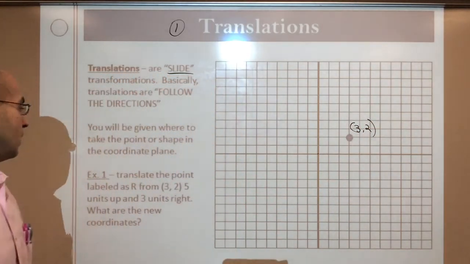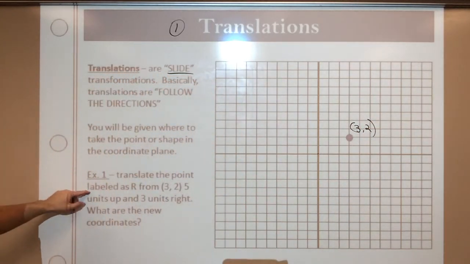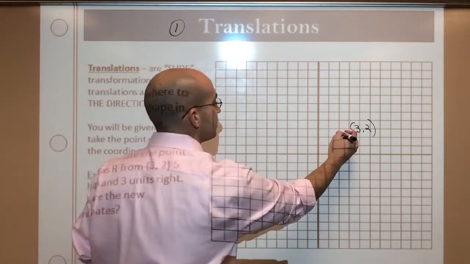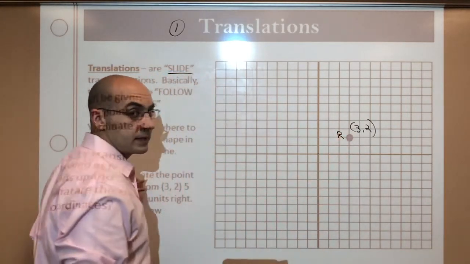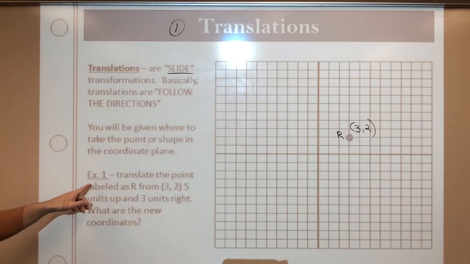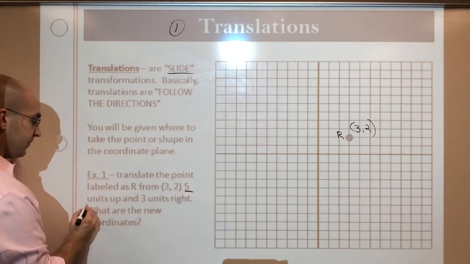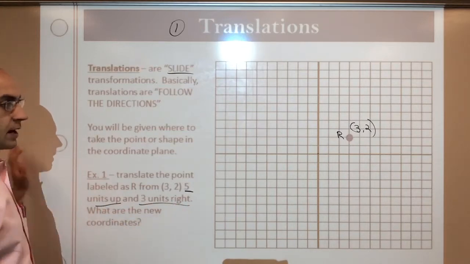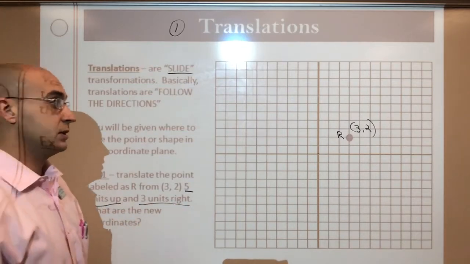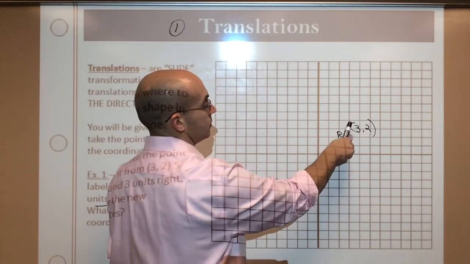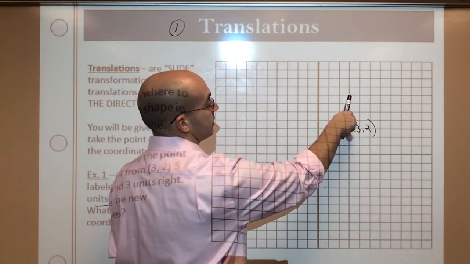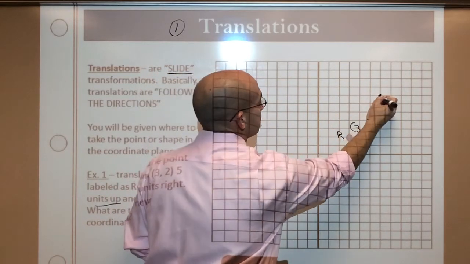Cool. Now, example 1 says translate the point labeled as R. Now we have to label these points as something. Okay? And we're going to talk about that a little bit later in class. From (3, 2), now here's where the direction comes in. We want to do 5 units up and 3 units to the right. Okay, so let's do that. 5 units up, 1, 2, 3, 4, 5, and 3 units to the right. 1, 2, 3. This is my new point.